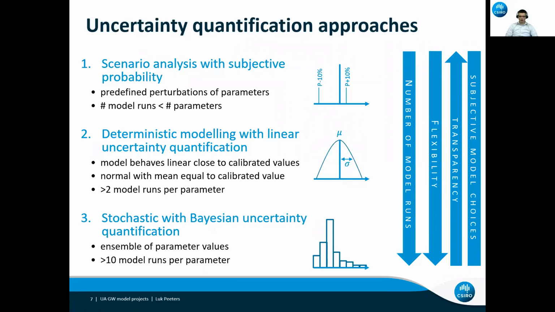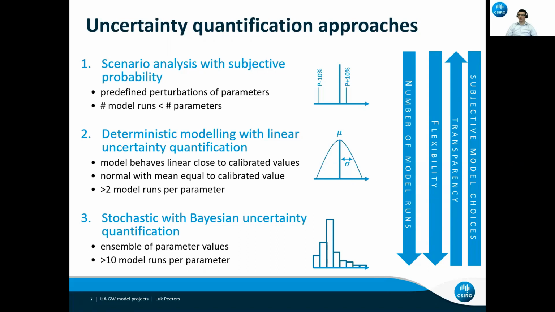And in theory, you can use an arbitrary distribution for your inputs, and the results will typically be these kind of histograms of outputs that can have an arbitrary shape. The downside of that is that you will need many more model runs per parameter, at a very least more than 10. And just the advantages, disadvantages, I try to summarize on the right-hand side with these arrows.